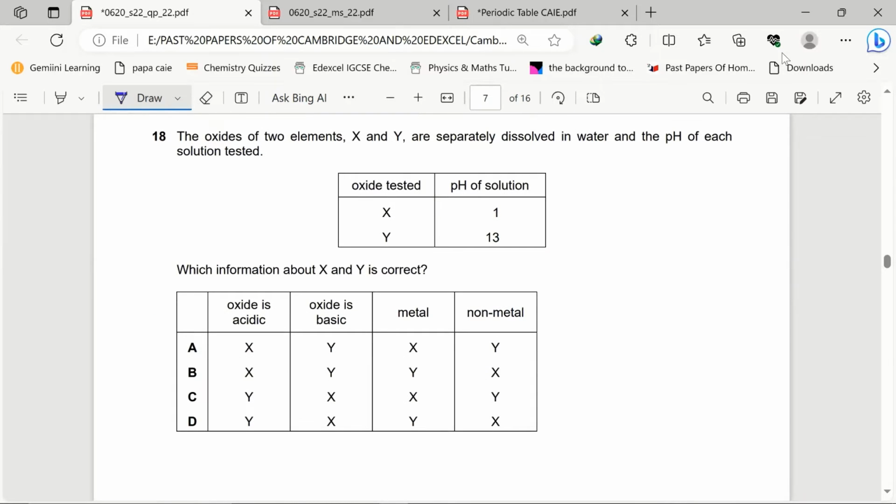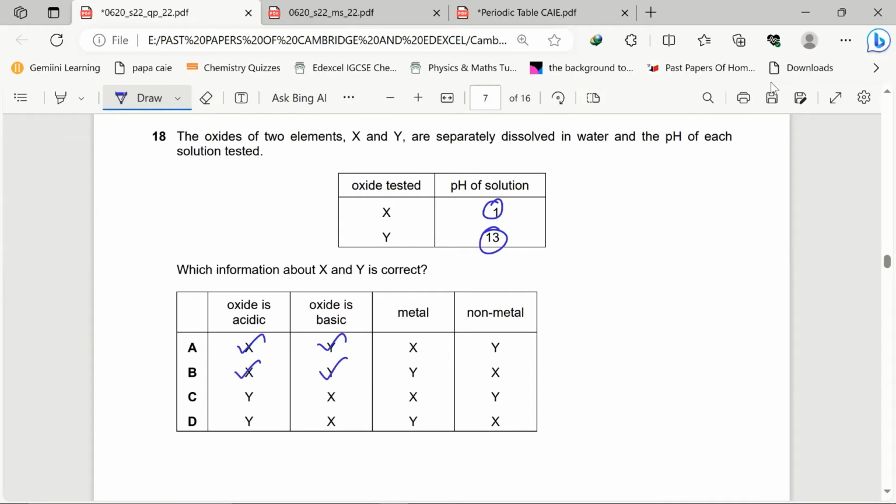The oxides of 2 elements, X and Y, are separately dissolved in water, and the pH of each solution is tested. Oxide of X and Y, pH of solution: X is 1 and Y is 13. Which statement about X and Y is correct? The oxide of X should be acidic because pH is 1. And the pH of the solution of Y is 13, so the oxide is basic. This is correct.